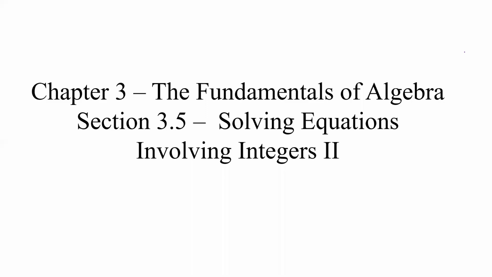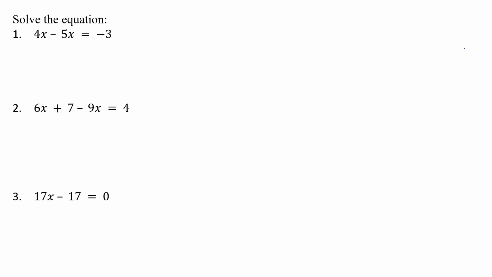Okay, here we are on Chapter 3, The Fundamentals of Algebra. This is Section 3.5 on Solving Equations Involving Integers, Part 2. So basically what we're doing is using everything we've learned on how to solve equations, including adding like terms, and putting it all together into this section. And so what we're going to do is solve for the variables that are given.